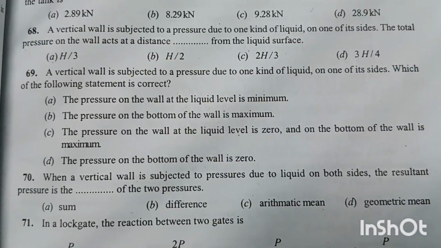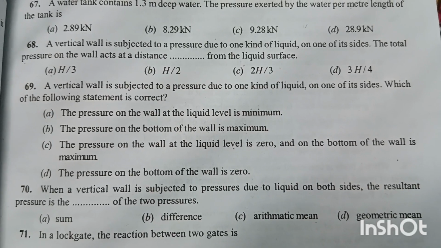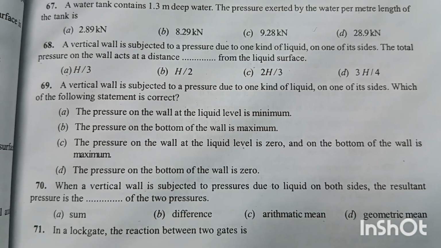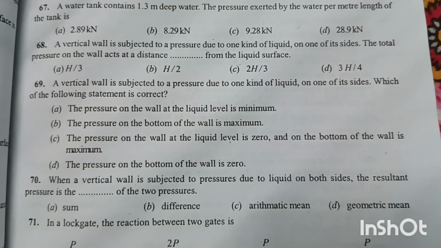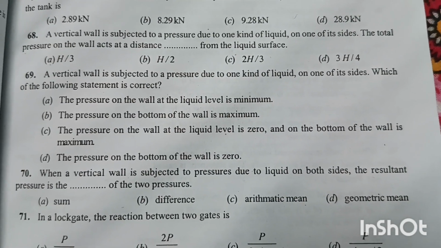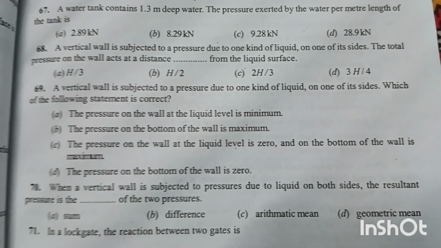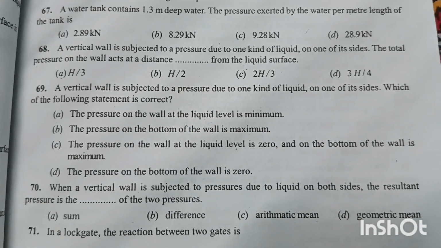Question number 69. A vertical wall is subjected to a pressure due to one kind of liquid on one of its sides. Which of the following statements is correct? Option C is the right answer. The pressure on the wall at the liquid level is 0 and on the bottom of the wall is maximum.